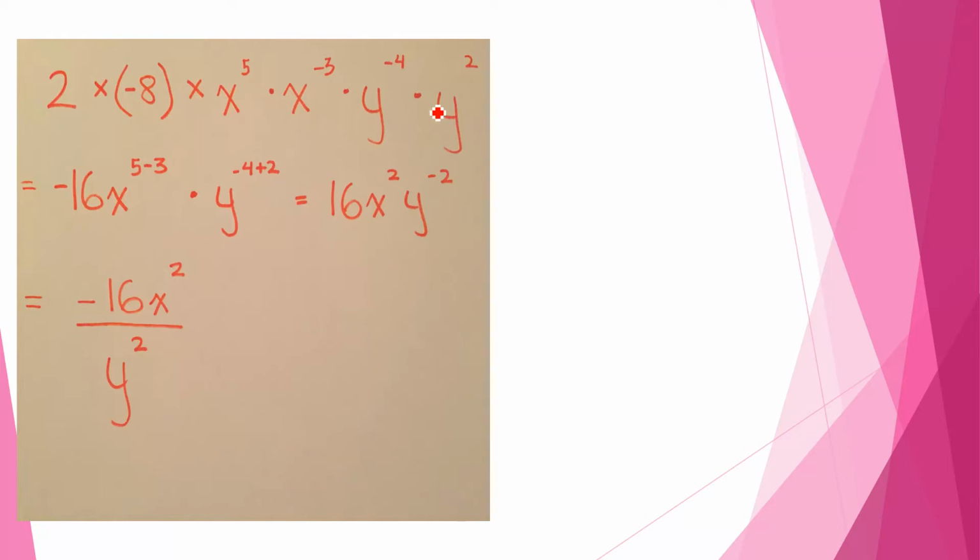Suppose this is our first question: 2 multiplied by (minus 8) and then multiplied by x power 5, and then dot. This dot means multiplication. I am using the dot now because you must be familiar that dot means multiplication. Then x exponent minus 3, then y exponent minus 4, and then y square. So in this question we have some exponents in negative, some exponents in positive. We will solve this question in order to understand the law of exponents.